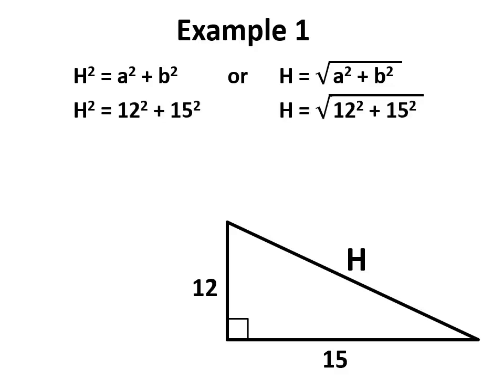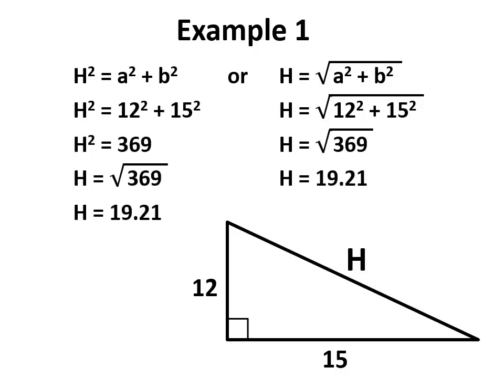So we put our numbers in. 12 squared plus 15 squared is 369, and the square root of 369 is 19.21. That's all the process is for finding a long side.